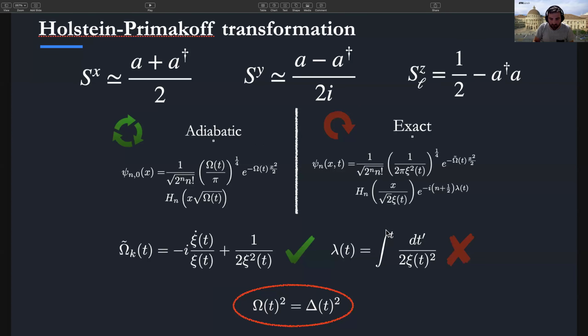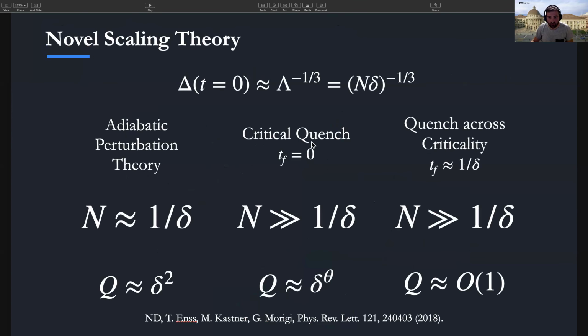While in the case of long-range interactions, the formula only applies to critical quenches, and when you go for quenches across critical points, this formula doesn't hold anymore, and you find this order one number of defects.